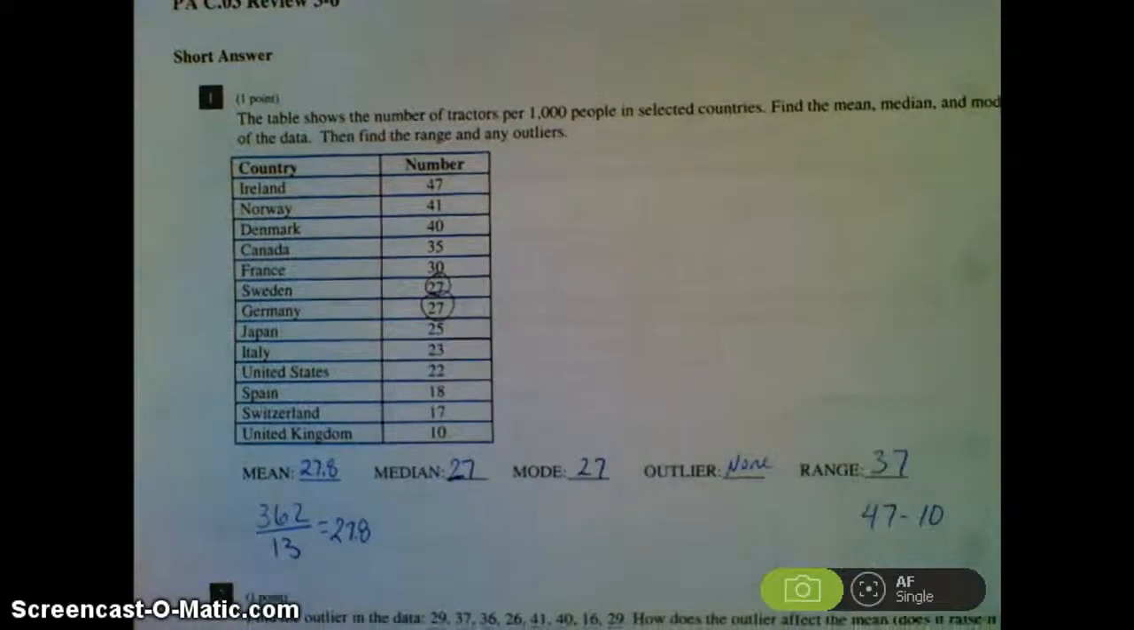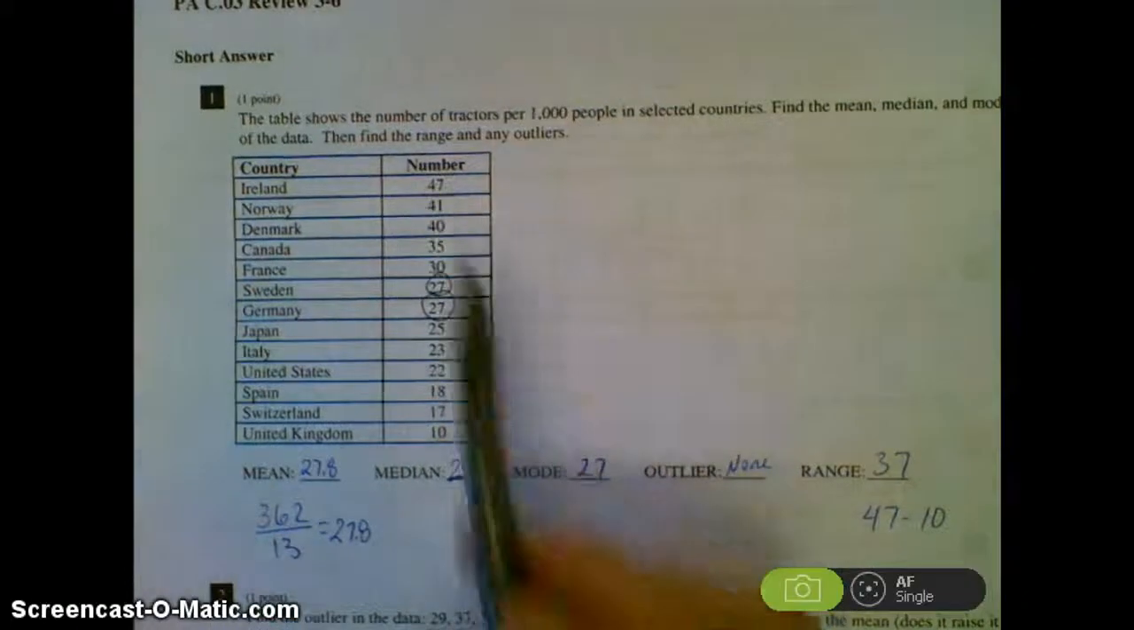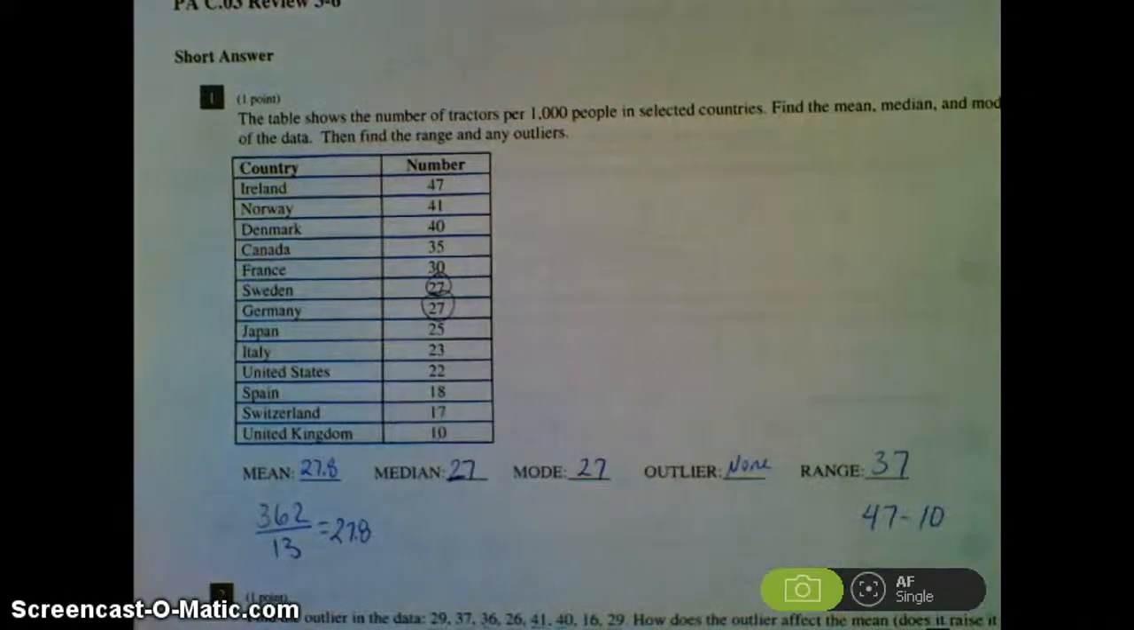To find the range, I subtracted the lowest number from the highest number. So 47 minus 10, my range is 37.